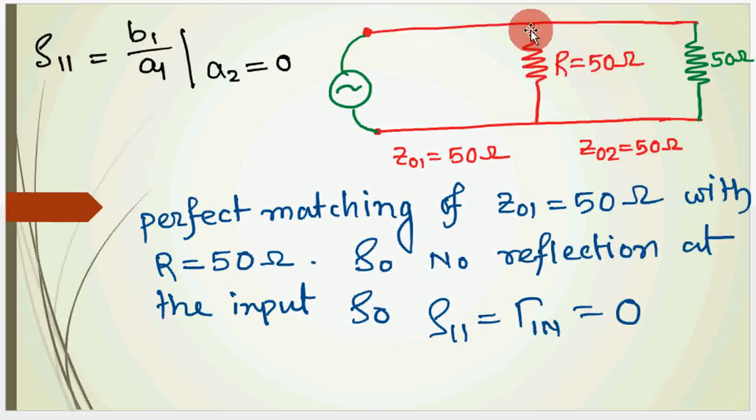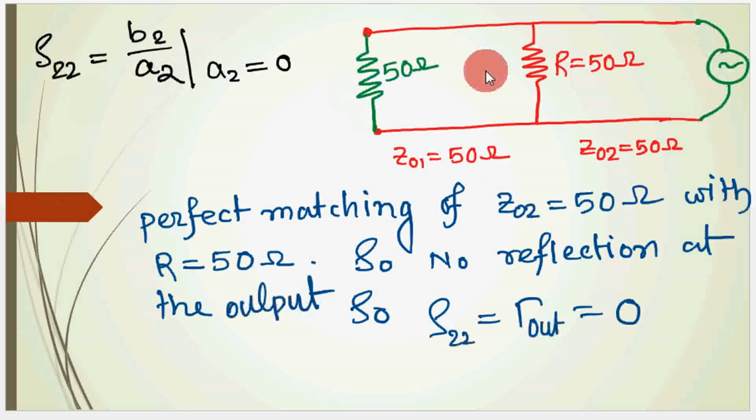So whether you connect this one or not, there is no reflected wave because of the matching condition. So the reflection coefficient is 0. Similarly for S22, in this case also, this transmission line is matched with this resistance R, so there is no reflection. The reflection coefficient of the output port is 0.